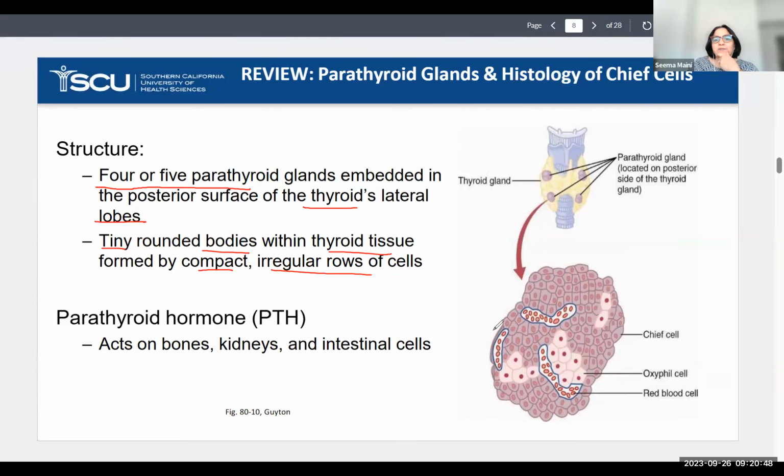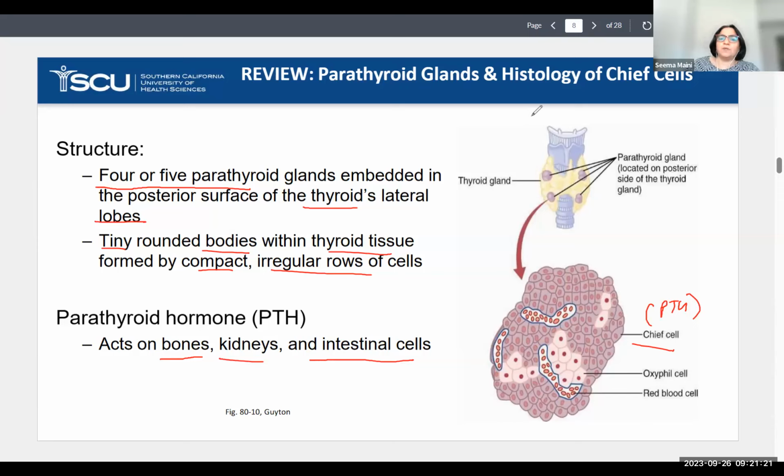And what do these cells secrete? You have chief cells in the parathyroid gland, and then you have oxyphil cells, which do not have any typical function, and these are the capillaries with red blood cells in them. Chief cells secrete parathyroid hormone. This parathyroid hormone acts on three principal tissues: bones, kidneys, and intestine. These are the three tissues where you will find parathyroid hormone receptors.